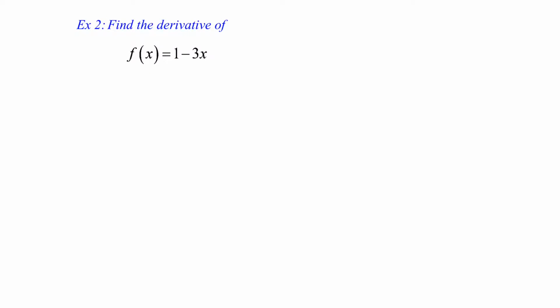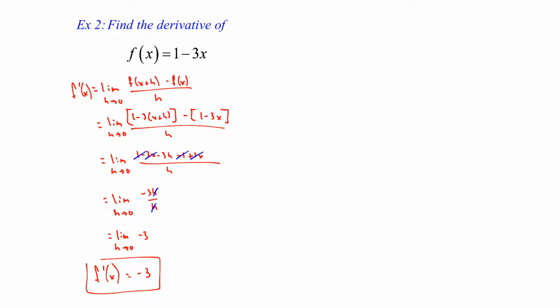So pause the video. I'm going to work through this one. I want you to try to work through this one just as well. It's very similar to example 1 we did, 4x minus 1. This is 1 minus 3x. So find the derivative of the function f of x equals 1 minus 3x.